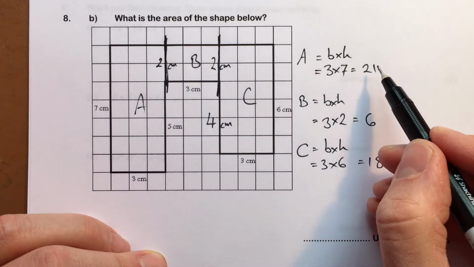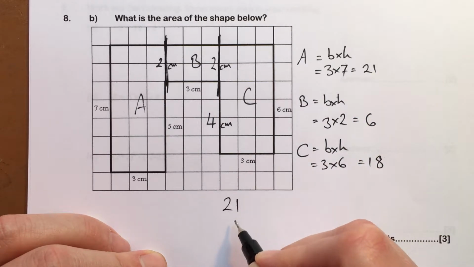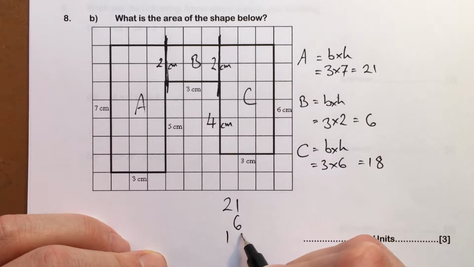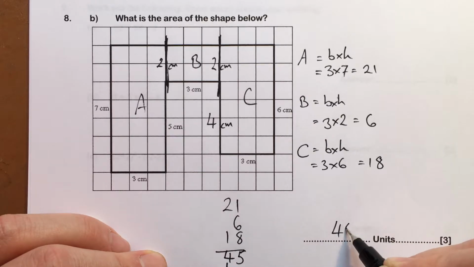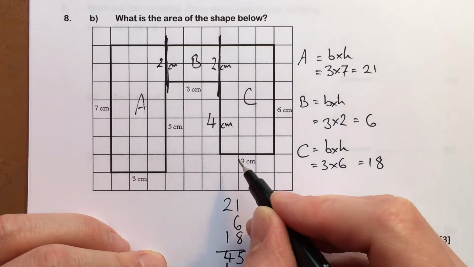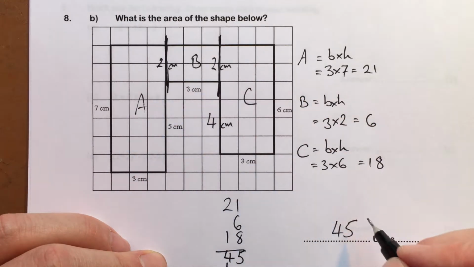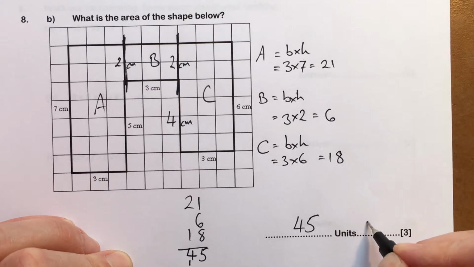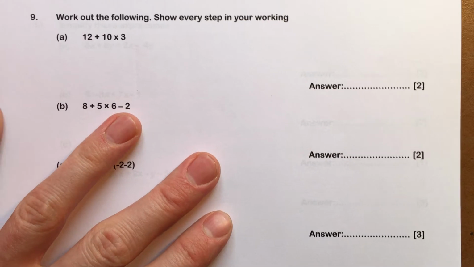Total area of this shape, therefore, will be 21 plus 6 plus 18. So I might choose to do that over here. 21, 6, 18. Column addition, 7, 8 makes 15. Carry the 1. 2, 3, add the 1 makes 4. 45 units. Hang on a second then. We're dealing with area. All the units given were centimetres. So we are dealing with centimetres squared. Marvellous.